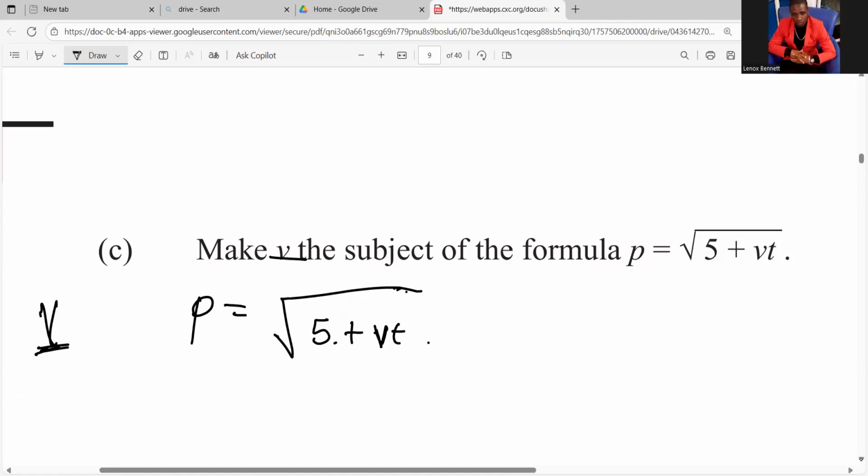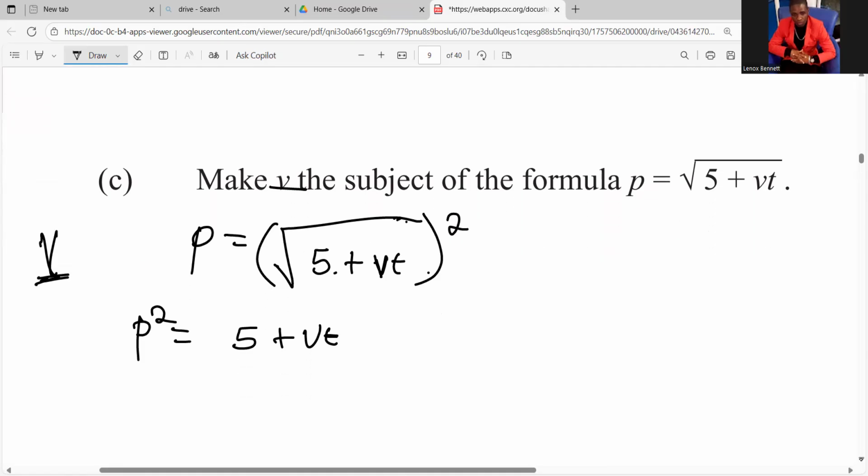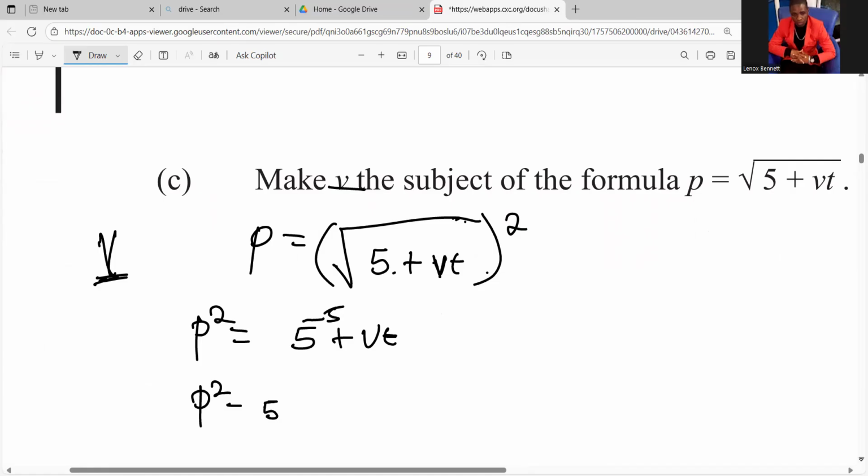All right, let's start with this one. The opposite of square root is square. And of course, what you do to one side, you do to the other side. When you square it, it automatically cancels out. So it's going to leave 5 plus VT. The furthest from V we are dealing with first. It's a positive 5, so we minus 5 from both sides. So it will be P squared minus 5, and that equals VT.